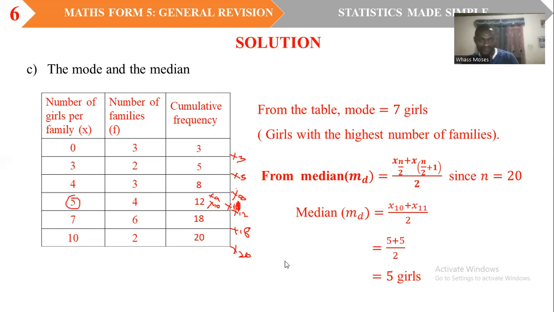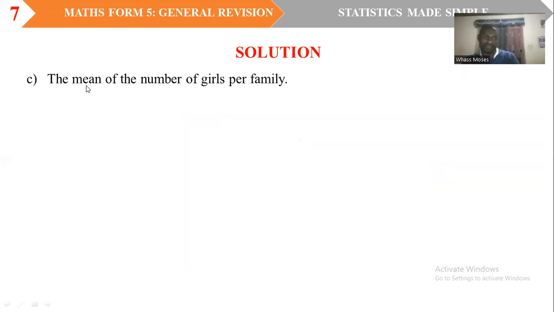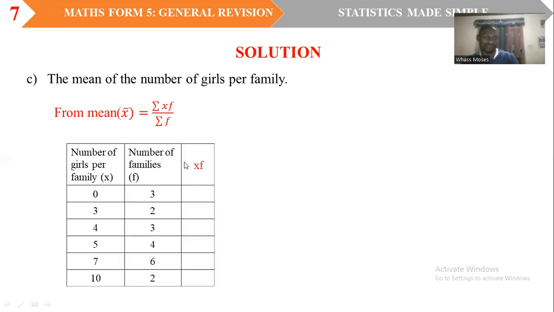So we continue. C said we should calculate the mean of the number of girls per family. Again, to calculate the mean, we were given that the mean from a frequency distribution is always given by summation XF over summation F. So, which means that we go back to the frequency distribution table, which is this, and we add a column for XF. And this column for XF, when we come up with this column and fill it, we are going to use the values to come out with summation XF.